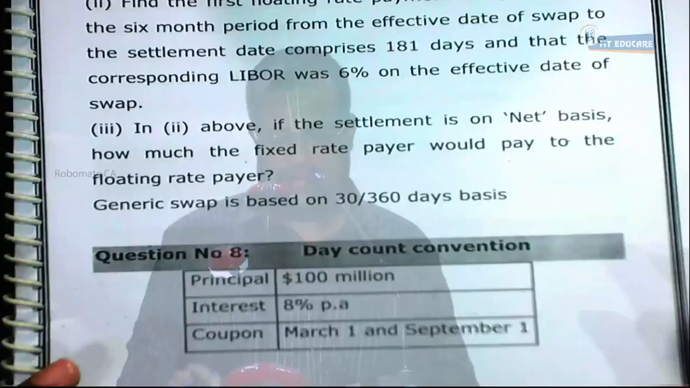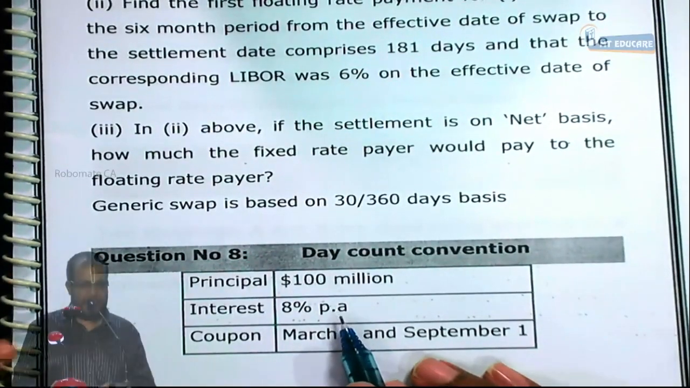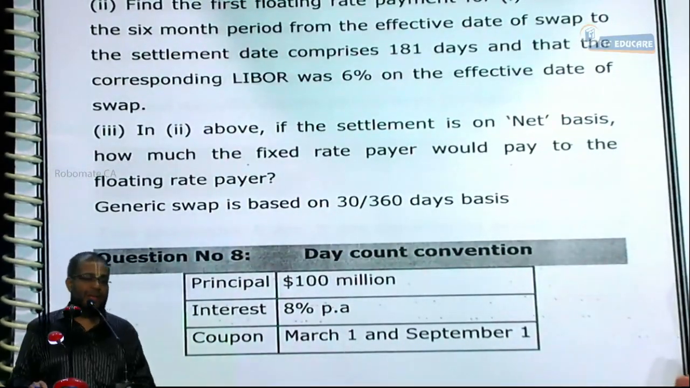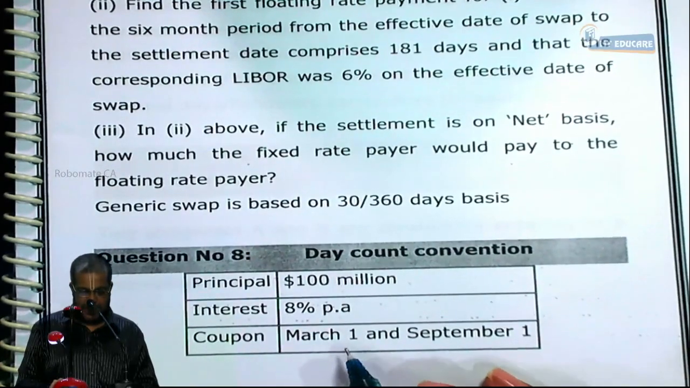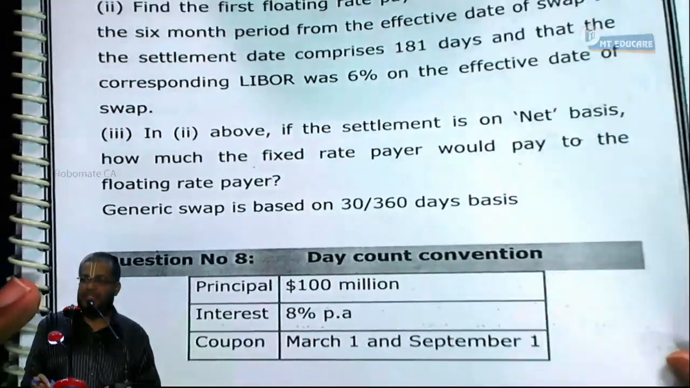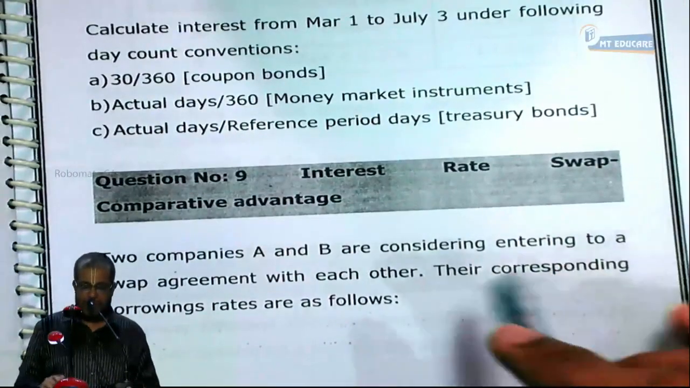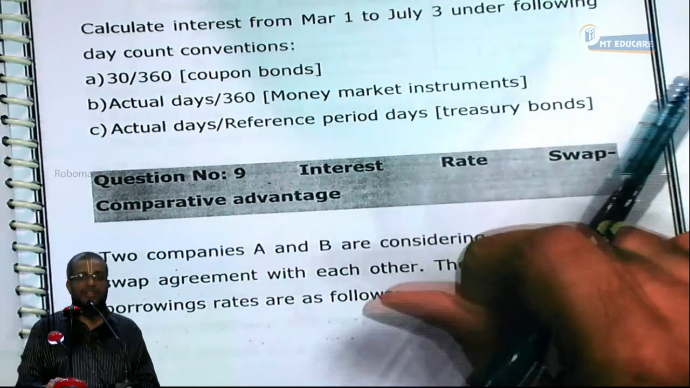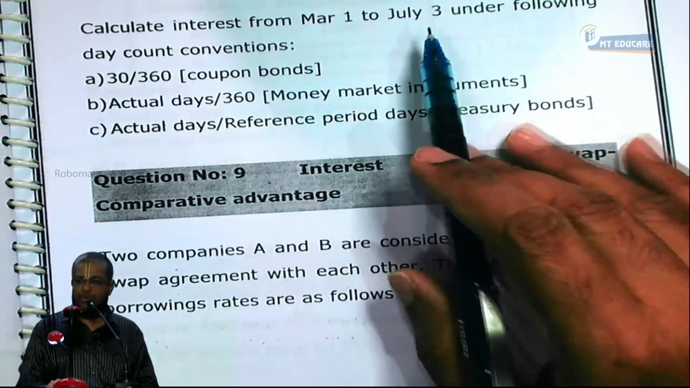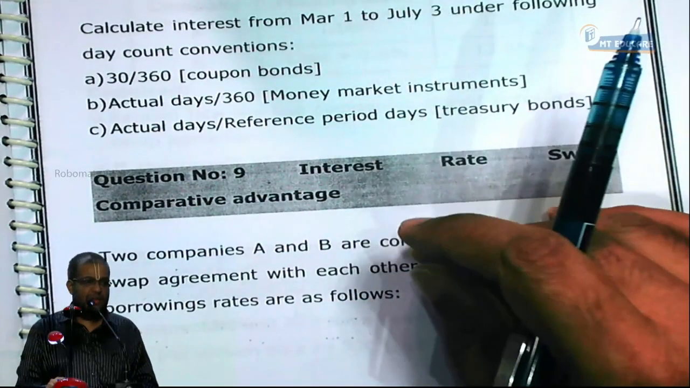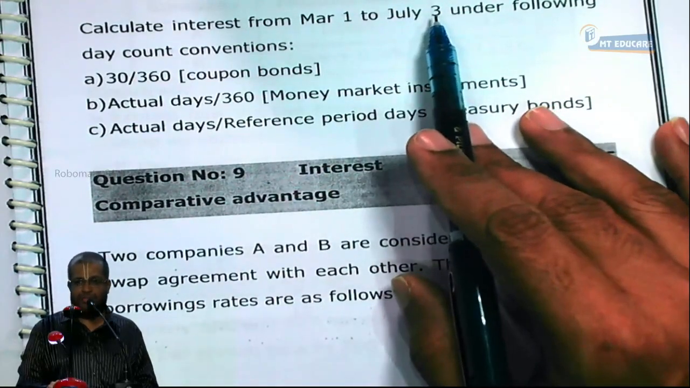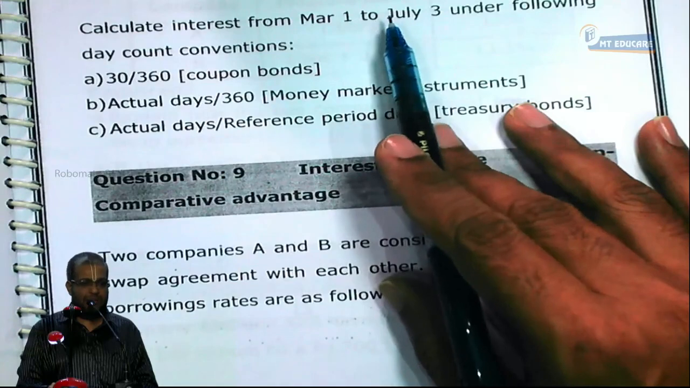Principal is $100 million. Interest is 8% per annum. It's a coupon paying bond where interest is payable on March 1 and then September 1. Calculate the interest from March 1 to July 3. Suppose you want to hold it only up to July 3 and then sell it. Will the price include the interest or not? Or if a person buys from you on July 3, this interest is going to be accrued interest for him, right or not?